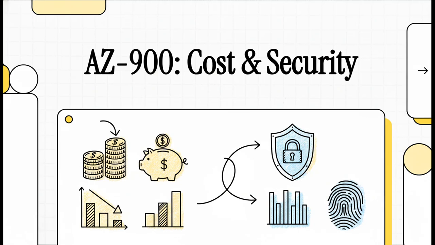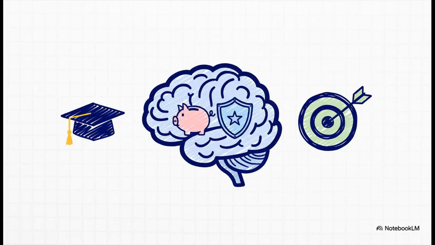All right, welcome back to day 6 of your AZ-900 Fast Track. Today, we are diving deep into two of the absolute heaviest hitters on the exam, cost optimization and security. You're going to want to pay close attention to this one. Let's get into it.